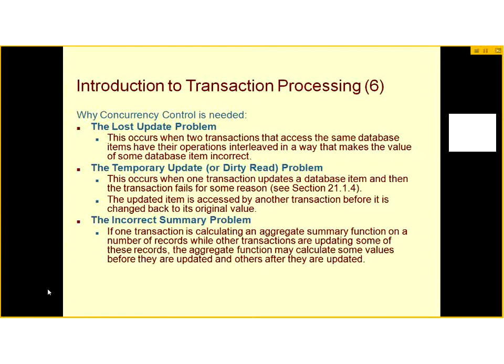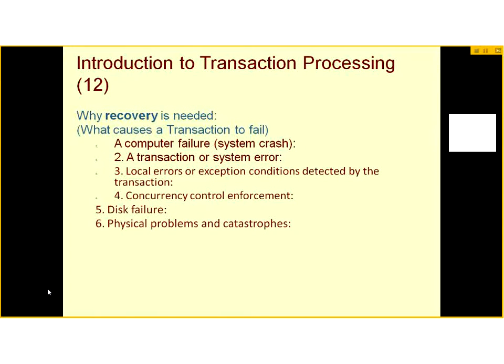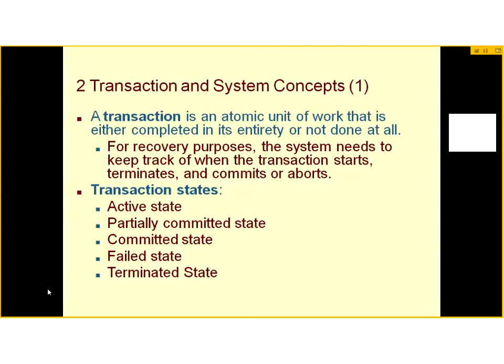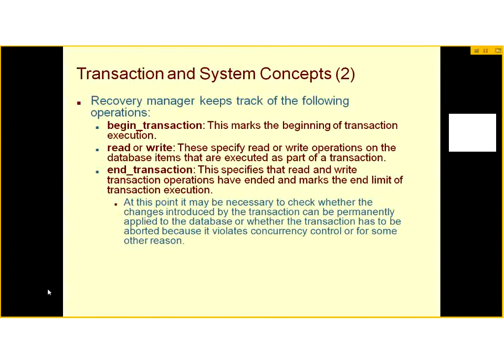I have not included the figures in this study guide, but you should know about these problems very well. And then why recovery is required when the computer system crashes, or transaction or system errors occur, or there are logical errors. So when is recovery needed? And then a transaction, as you know, is an atomic unit of work. So what are the possible states a transaction can take up? And there are differences, like the difference between the partially committed state and the committed state. So you should learn about it.